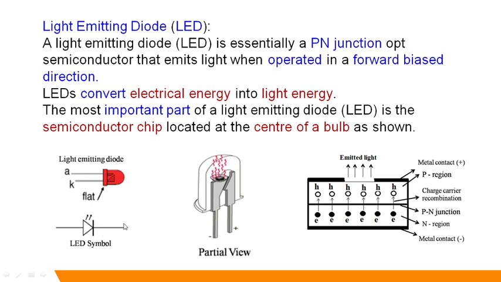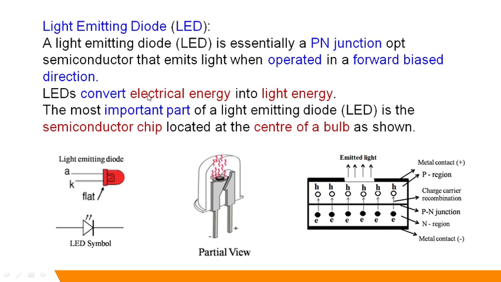It's a circuit electrical symbol. And if you cut this, the partial view appears like this. So actually the inside working is like this. It is essentially a PN junction opto semiconductor that emits light when operated in the forward bias direction. So when a PN junction is operated in forward bias, this special diode emits light.